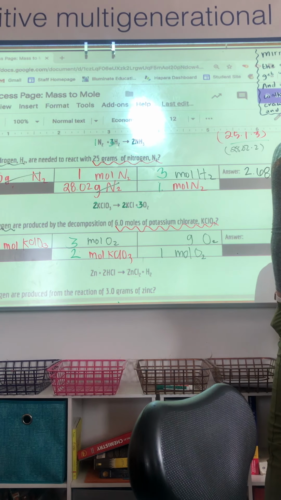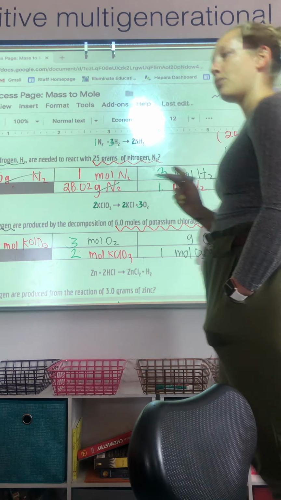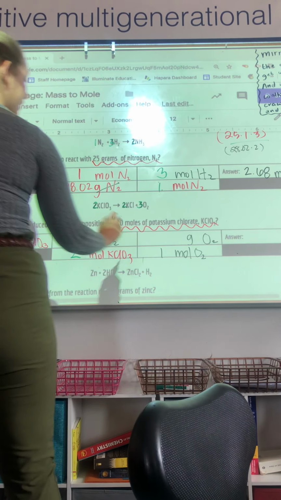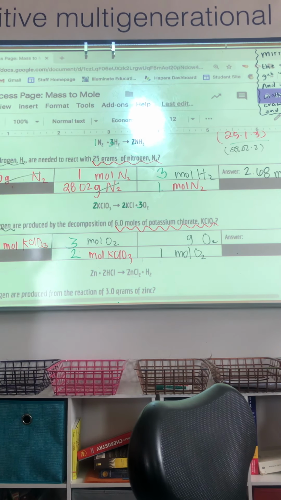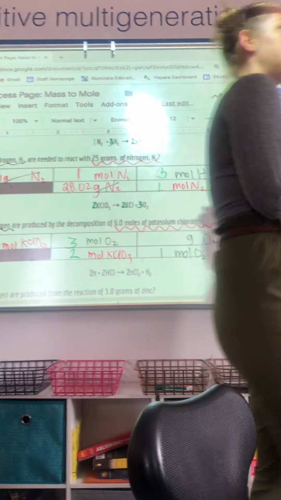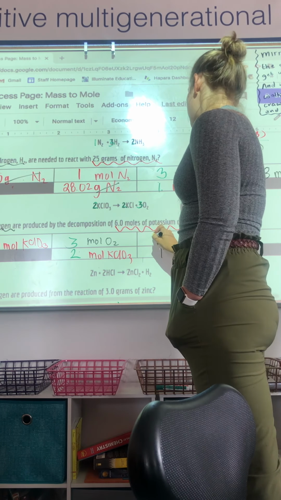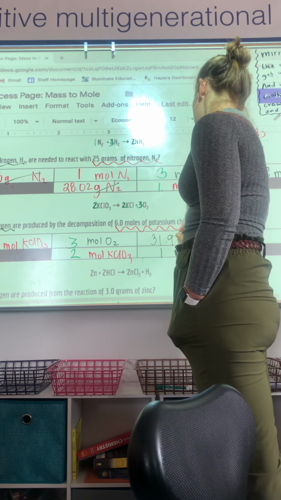So now, where am I going to find the grams from? Let's say oxygen is 15.99. Now, am I going to write 15.99 here? No. Why not? There's a subscript. How many is there? 2. So what am I going to do with 15.99? 15.99 times 2 is 31.98.